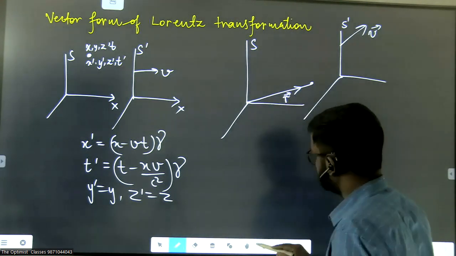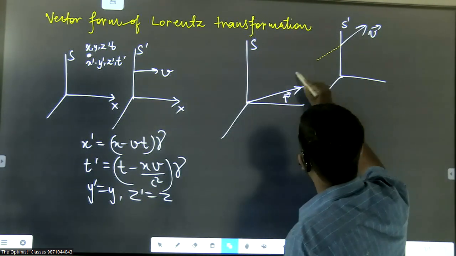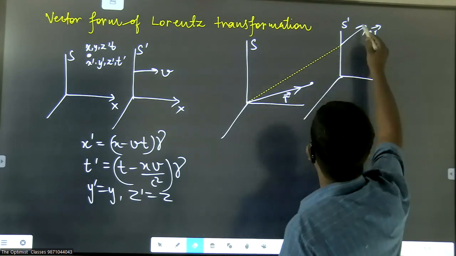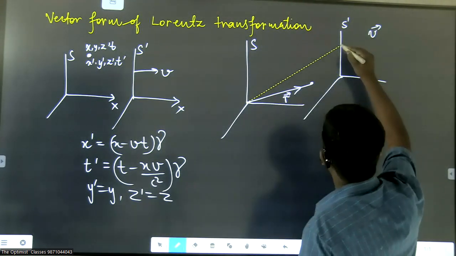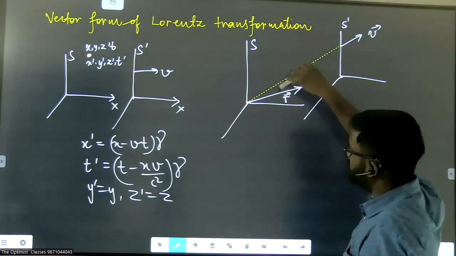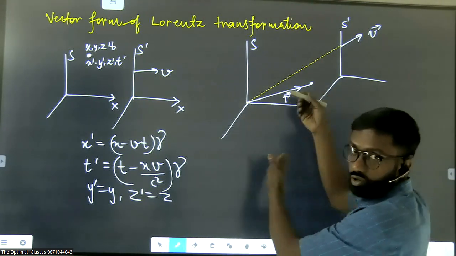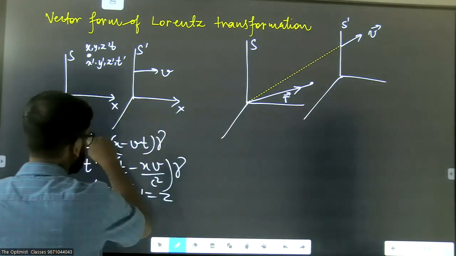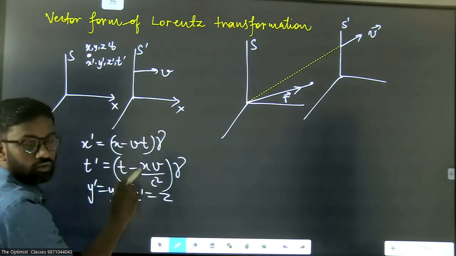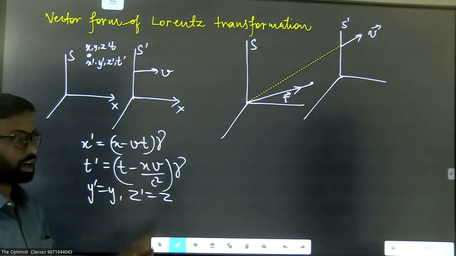Now you see, this is the direction of velocity of the S prime frame with respect to the S frame. We can just show it like this. Suppose it is going in this direction with velocity v. So now you see this r vector can be resolved parallel to this velocity vector and perpendicular to this velocity vector. Why we are doing this is actually related to this Lorentz transformation. Here you can see that the coordinate which is parallel to the direction of velocity is getting transformed in this manner, and the coordinate which is perpendicular to the direction of velocity of the S prime frame remains unchanged.